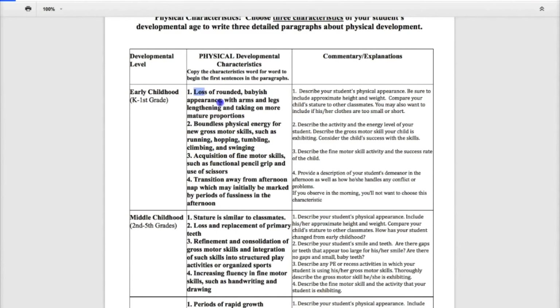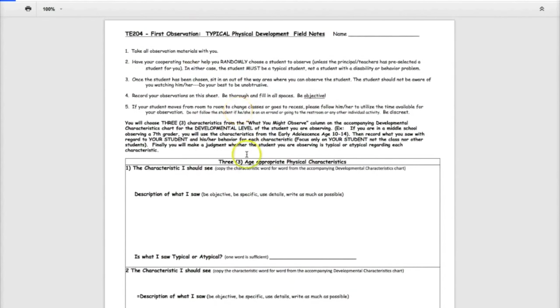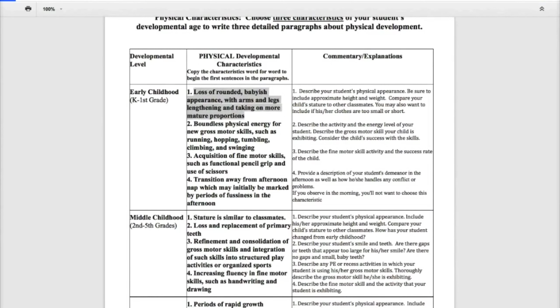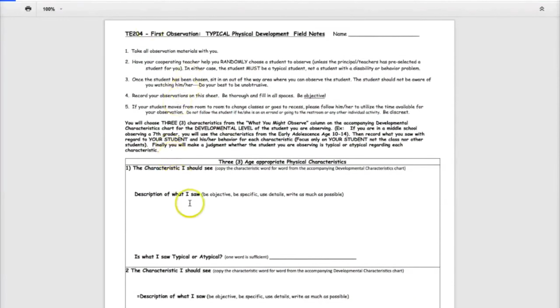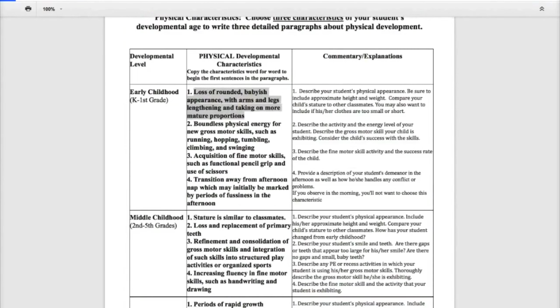So for instance, if I choose this one right here, I'm going to take that and I'm going to place that exactly here. So word for word, that's what I'm looking for. I am looking for loss of rounded babyish appearance with arms and legs lengthening and taking on more mature proportions. That's my first one.